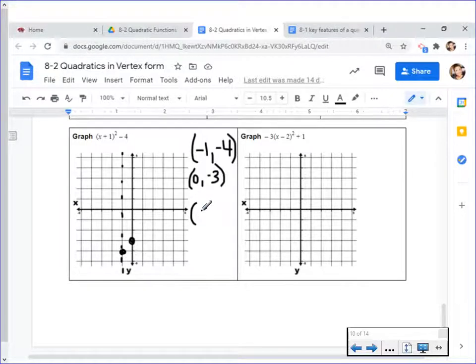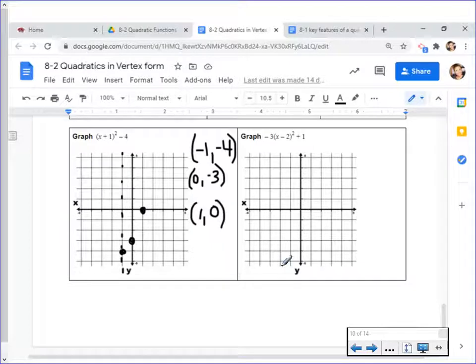So I know that my next point is going to be at x equals 1. I'm going to plug that into x in my equation. So 1 plus 1 is 2. 2 squared is 4. And 4 minus 4 is 0. So when x is 1, y is 0. So I'm going to start at 0, 0. I'm going to go over 1, and I'm not going to go up or down anything.